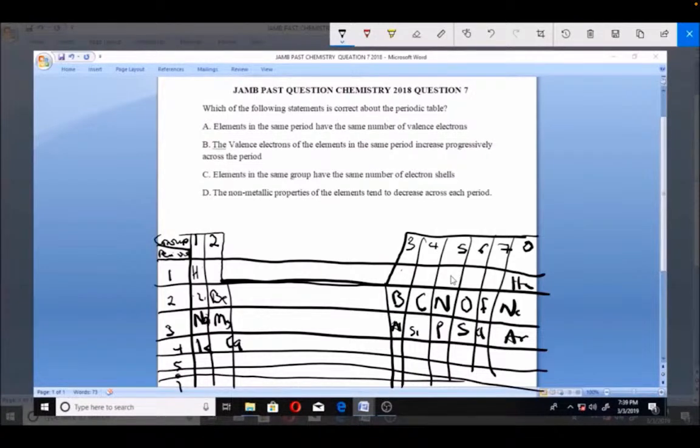So I want you to notice something. These are the groups, group 1, group 2, 3, 4 down. So all the elements in the same group have the same number of valence electrons. So what are the characteristics of the periodic table? Number 1 is that elements in the same group, like hydrogen, lithium, sodium, and potassium, all of them have the same number of valence electrons.